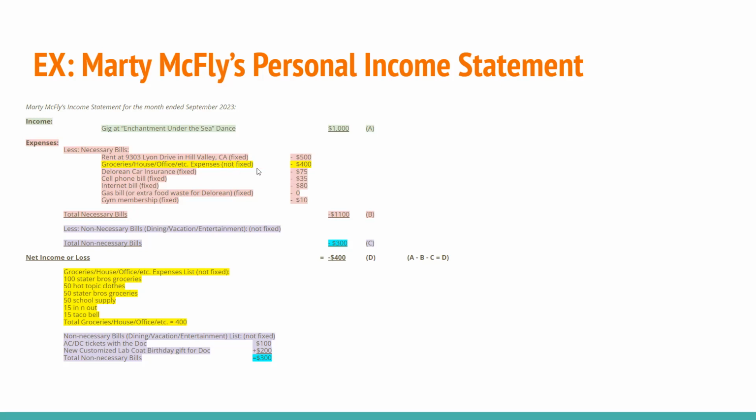So the not fixed area is the yellow part. And it includes all this stuff, which if you can tell, it's connected to groceries, house, office, right? Stater Brothers, that's like groceries. Hot Topic, that's clothes, right? It might not be necessary, but that's just his style, right? Maybe it's a normal good for him. More groceries, school supply, right?